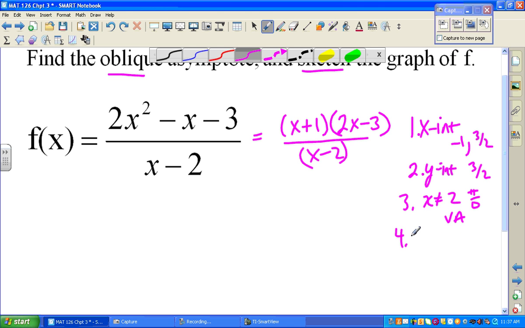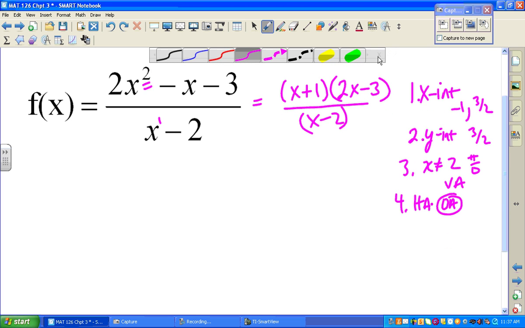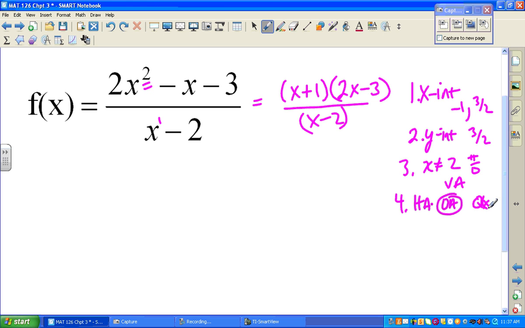Number 4. Horizontal or oblique asymptote. The degree of the numerator is larger than the degree of the denominator, so that tells you it's an oblique asymptote. And the only way to find an oblique asymptote, I told you, is the quotient after you do long division. So, long division it is. You could do synthetic division since you have a 2 on the bottom, or you could do long division. I just always do long division. Since it's a linear factor, you can do synthetic.